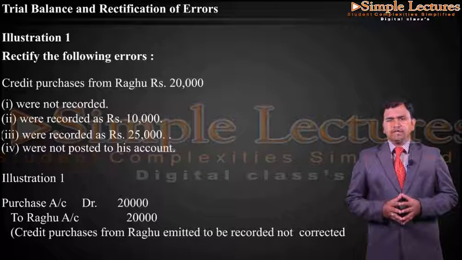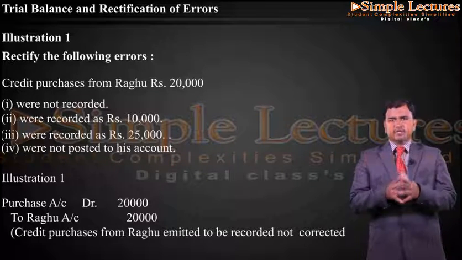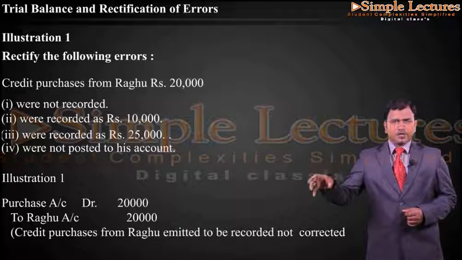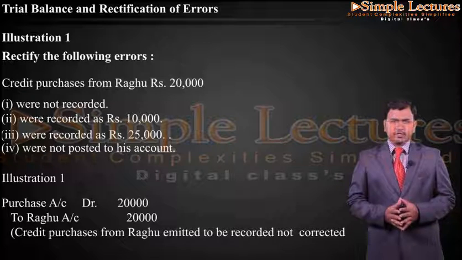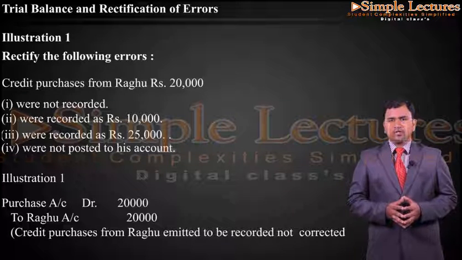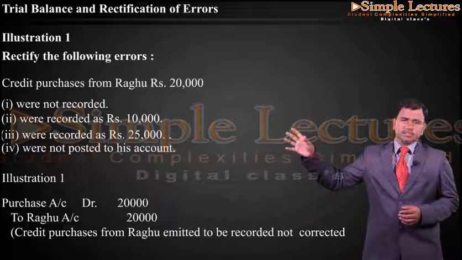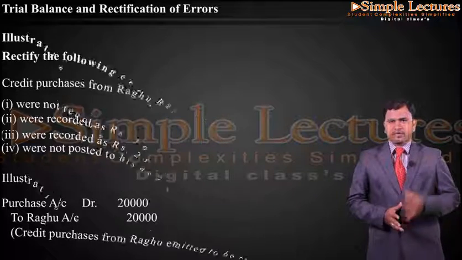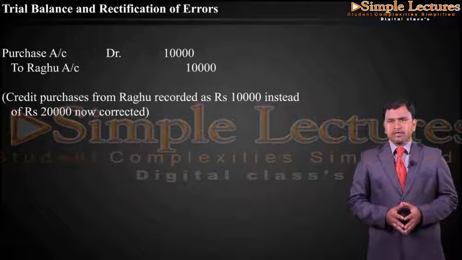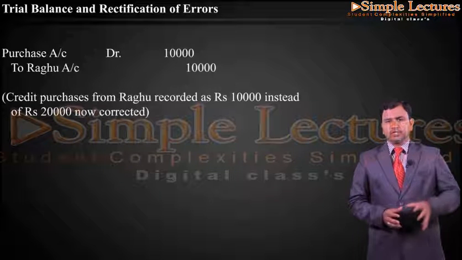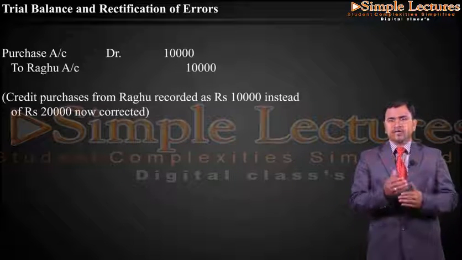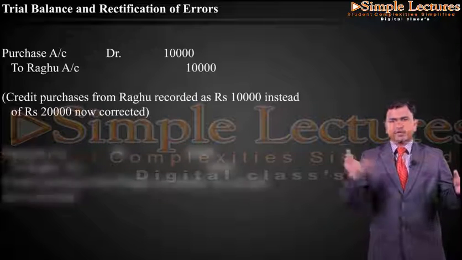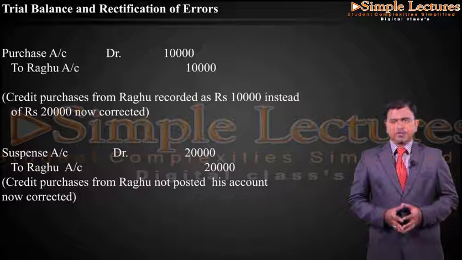So here we have credit purchases from Raghu where it is 20,000. If this particular 20,000 is not recorded in the account, because of the following errors. So the errors we have here: not recorded. So if the 20,000 purchases is not recorded, how do we rectify? Same like that we have recorded as 10,000, recorded as 25,000. So when we record a wrong amount, an error of commission, where the amount is something and we record something else, at that time how are we going to rectify?